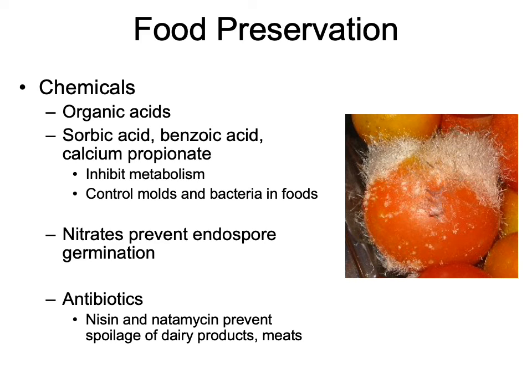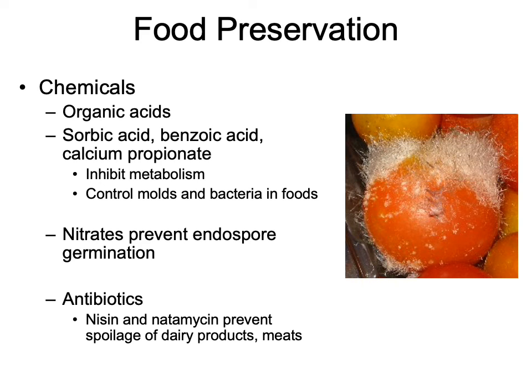Organic acids are a very common food preservative that you might have seen when you've read an ingredient list of something that you are eating. You might have seen the words sorbic acid or benzoic acid or calcium propionate. These are all organic acids that help to prevent our food from spoiling.